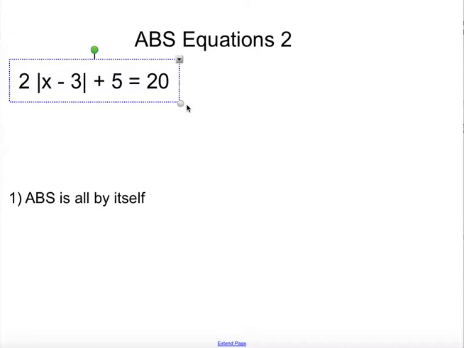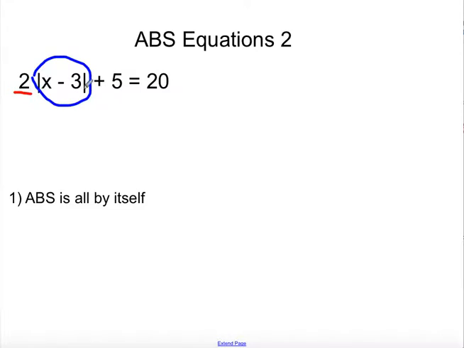What does it say on your cheat sheet? Absolute value has to be all by itself. Look at this. Where is absolute value? Right here. The equation between the two bars is in jail. Is the absolute value by itself? Absolutely not, because we have 2 and we have plus 5 right next to it. So we have to get rid of these numbers. It's really important to get rid of these numbers.